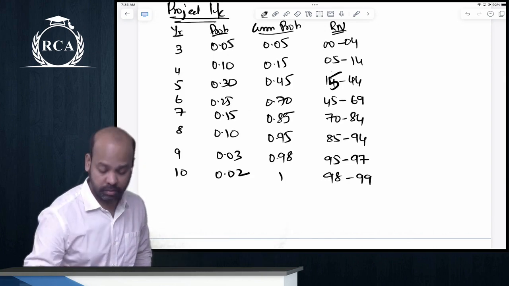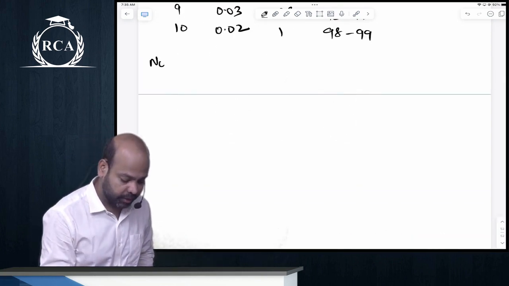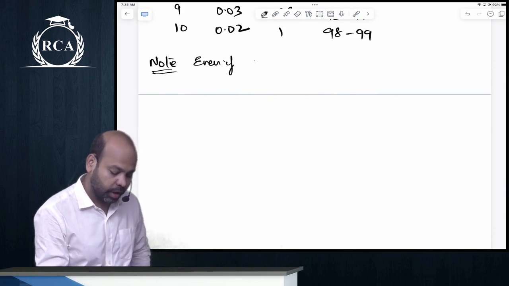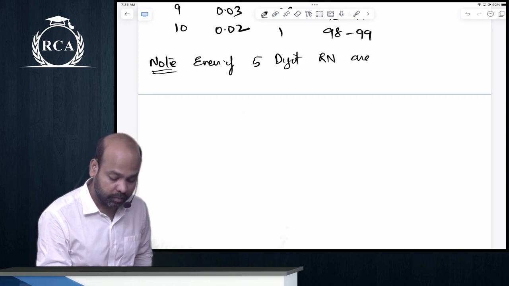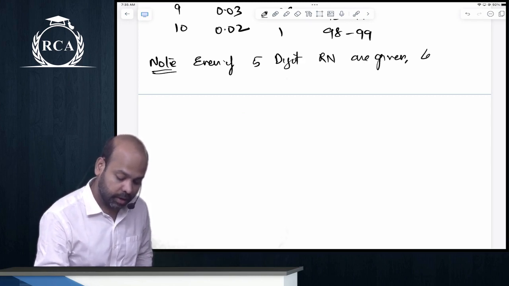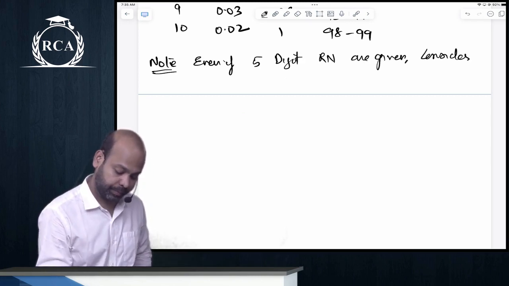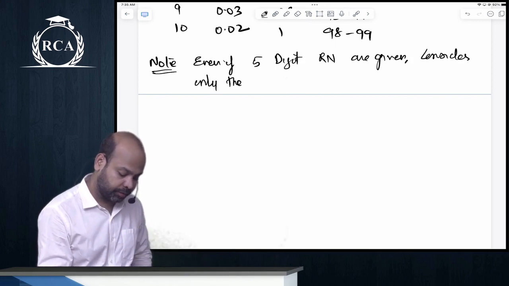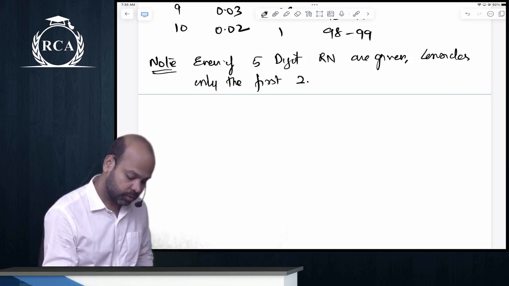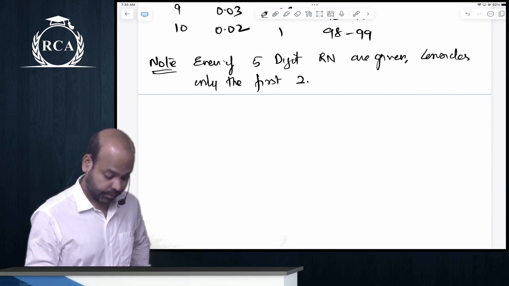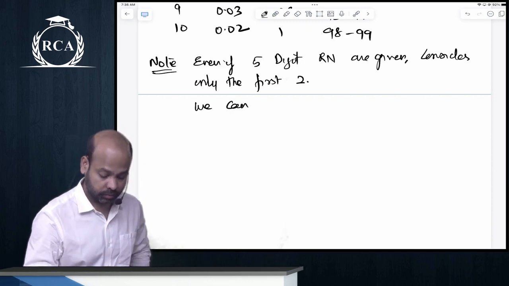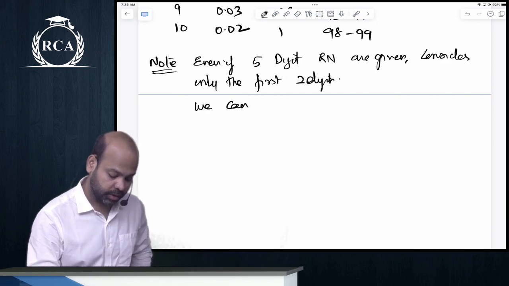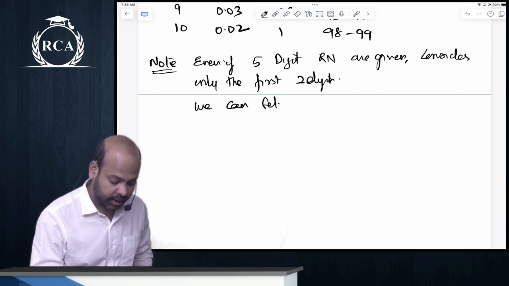Now beta write down. Note लिखो बेटा. Even if 5-digit random numbers are given, consider only the first two. Consider only the first two. First 2 digits बेटा. We can select in any order बेटा.